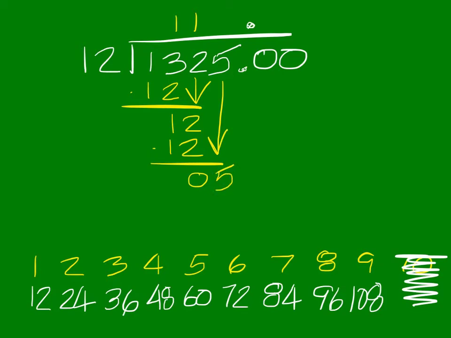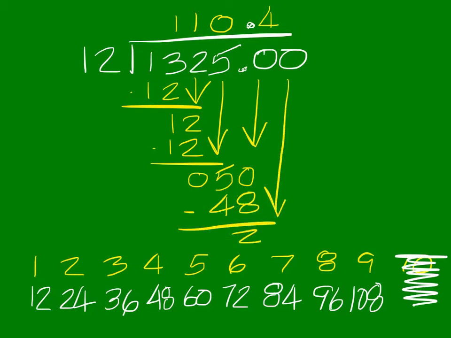Will 12 go into 5? No. So you put a 0 and drop another 0. Will 12 go into 50? Yeah. How many times? 4 times. So we put a 4 here. 12 times 4 is what? 48. Subtract and get 2. Drop another 0. How many times will 12 go into 20?